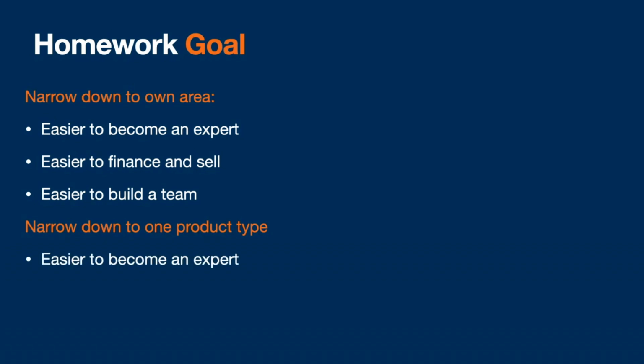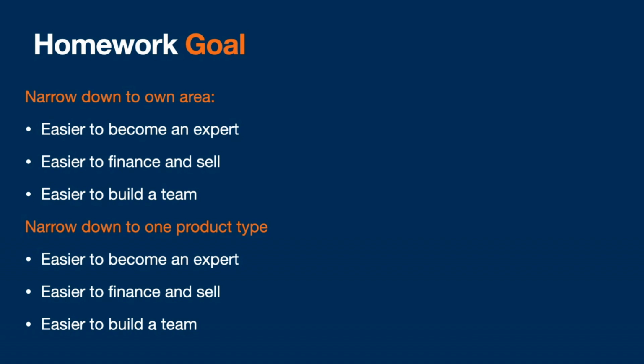So that's the duplex, or just 3 bedrooms that are single families, 3 bedrooms, 1 bath. Just look at that, because it's easier to become an expert, easier to finance and sell, and easier to build a team. So this is your homework. Narrow it down, understanding what product you want and the area that you want. Narrow the scope, narrow the product type. That's your homework. And then you're going to feel like you know so much about this area.